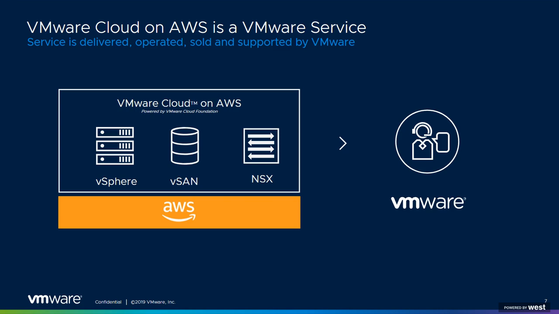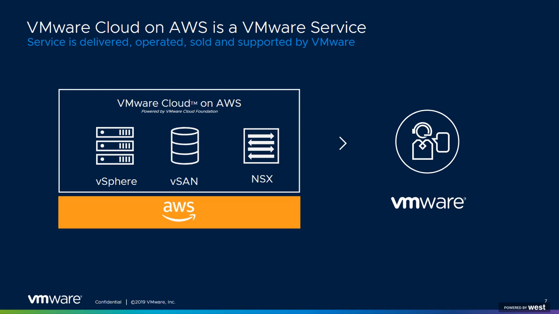VMware Cloud on AWS is a VMware service. It's sold, supported, and operated by VMware. This gives customers the familiarity with our world-class support and technology, so they have the same experience when we talk about operations and upgrades to the service itself.